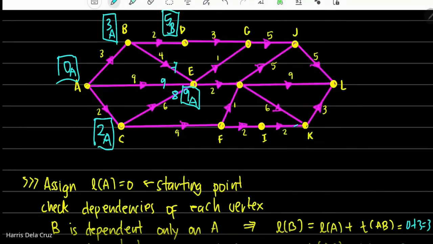So, again, kabaligtaran ha. Kanina, ang hinahanap natin, shortest. This time, ang hinahanap natin, longest.